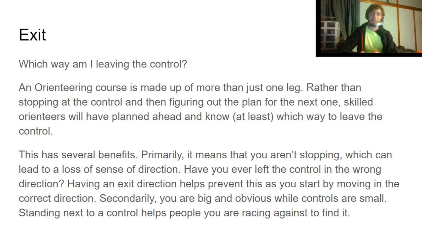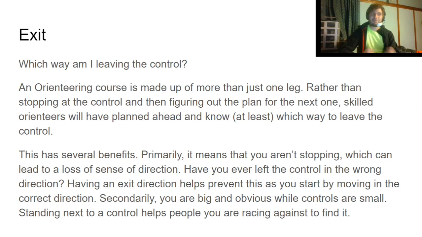You're like, oh yep, I need to go that way, and then you're off that way and have to come back and look really silly. So having an exit direction helps prevent this, as you start by moving the correct direction. It's very hard to take the wrong track if you already know, I'm going to hit this track junction, I'm going to go straight on. Whereas if you stop at the track junction, you're like, oh, I need to go straight on. Which way is straight on? And then you go the wrong way.